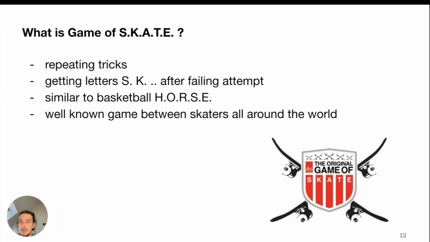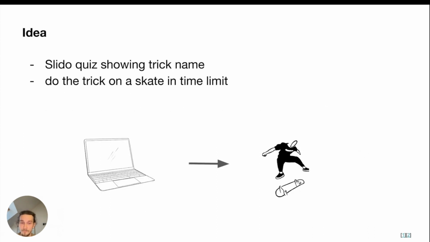So let me briefly explain what the game of skate is. It is a well-known game between skaters all around the world. You can imagine skater A is showing a trick, and skater B is trying to repeat the trick. If he fails, he's getting a letter. If he gets 5 letters, he's losing the game. So the goal is basically to repeat as many tricks as possible.